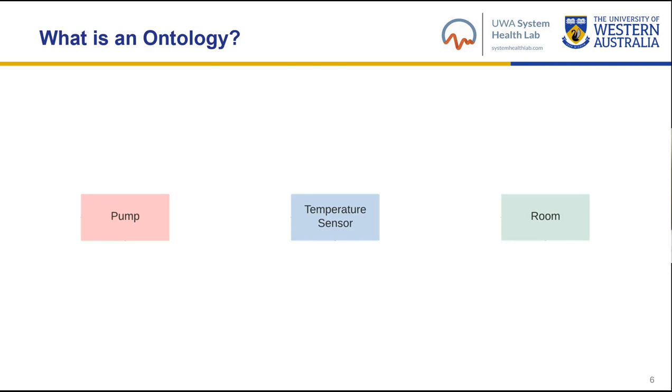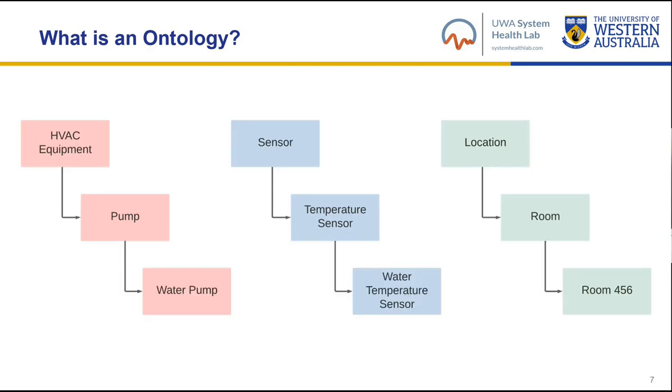At this point, you might be wondering what the difference is between an ontology and a taxonomy. An ontology is in part a taxonomy. It can structure the information according to the high-level categories that they belong to. So, for example, a building ontology would specify that a water pump is just a type of pump, which is a type of HVAC equipment, and that a water temperature sensor is a type of temperature sensor, which is most generally just a sensor. However, a taxonomy fails to describe the relationships between separate categories.